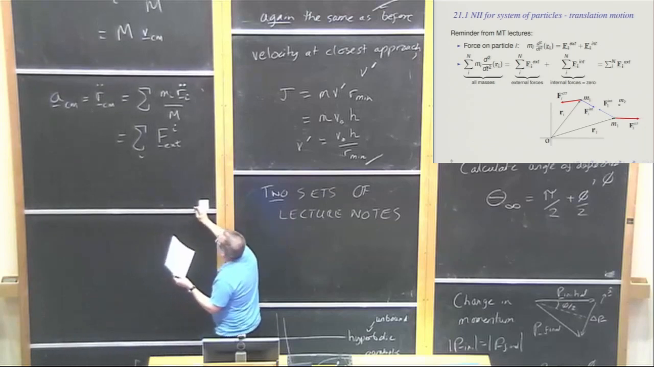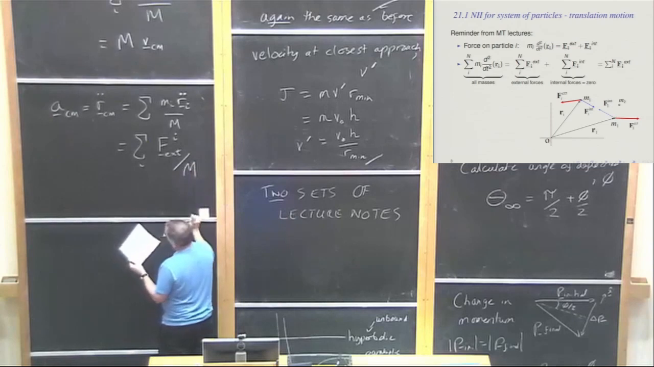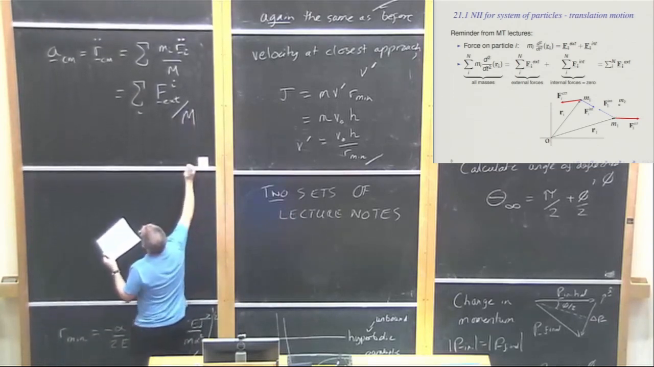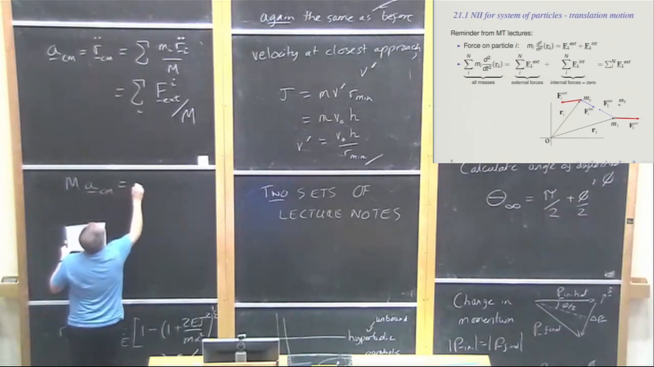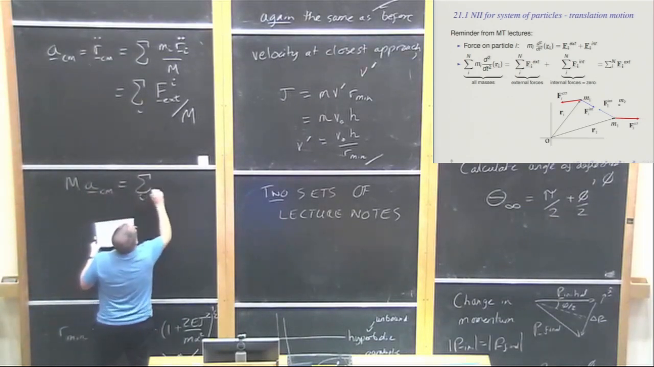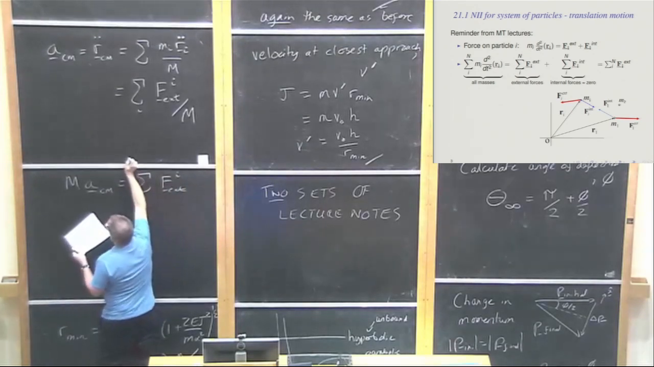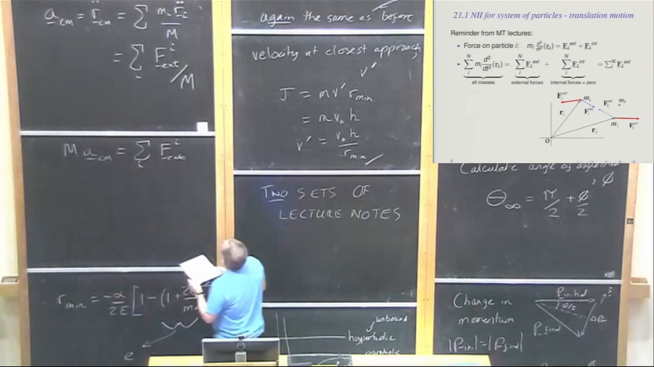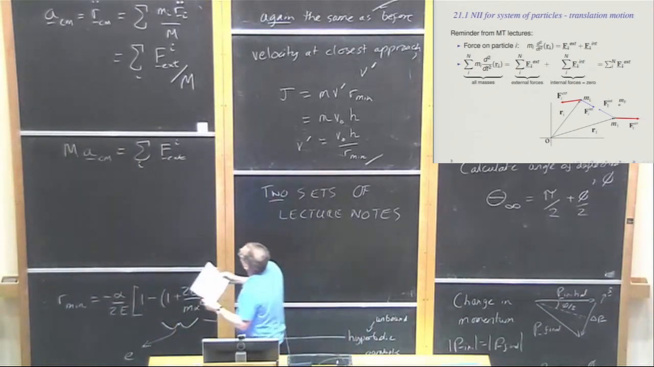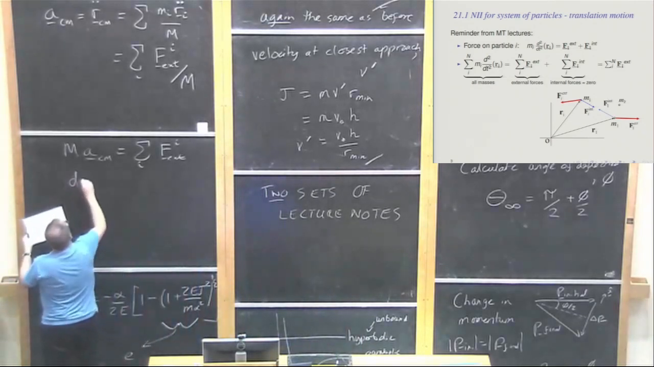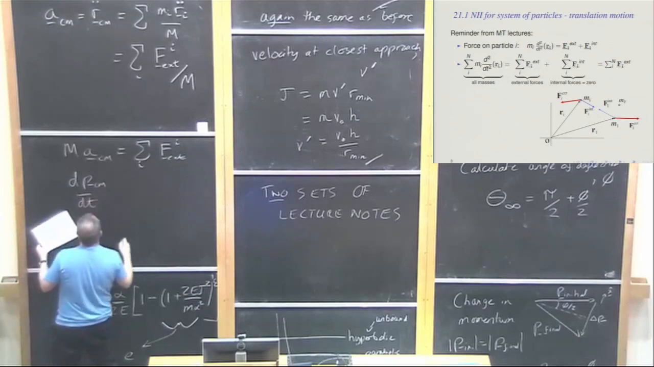Okay. So we have that. So I can multiply, sorry, divided by. There's a big M there. So we have that M A_CM is equal to this, or if I want to write in terms of the momentum, so the momentum of the centre of mass is that, so this is also equal to the rate of change of the momentum of the centre of mass.